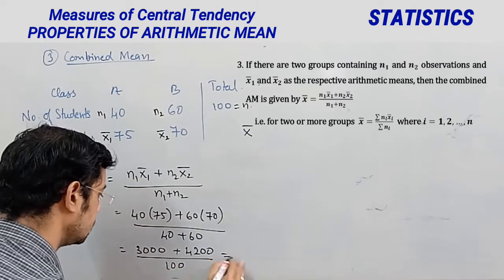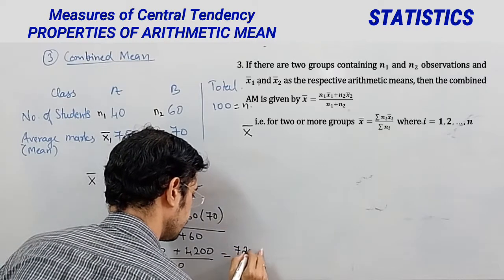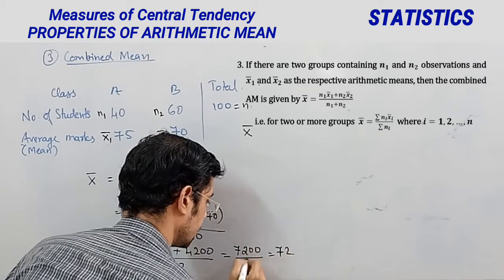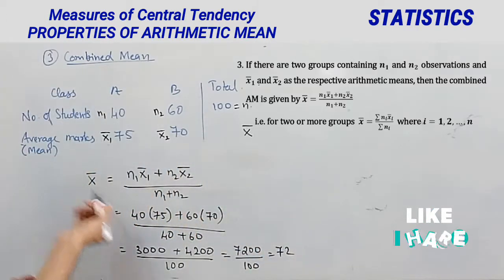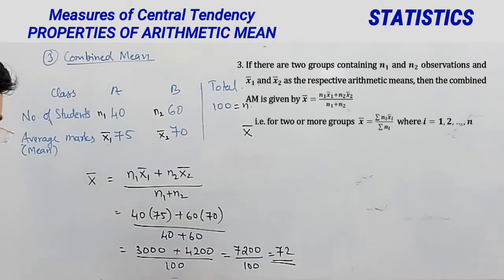Okay, so this comes out to 7200 divided by 100, which is equal to 72. You can cancel these zeros and you will get the combined mean as 72. Hope you are clear with the topic. Okay.